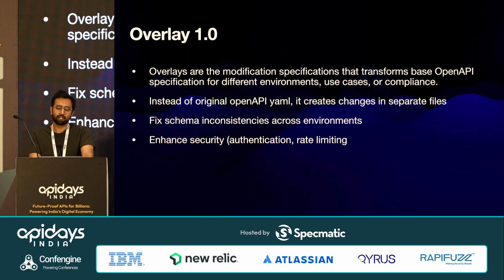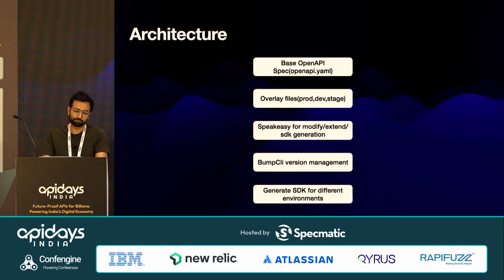The good part is that instead of changing the original OpenAPI YAML format, it will create changes in a separate file. It will fix the schema inconsistency depending on your environment. So if you are using production, it will fix the consistency according to that. For dev, it will be different. And there are also some enhanced security features, such as authentication and rate limiting.